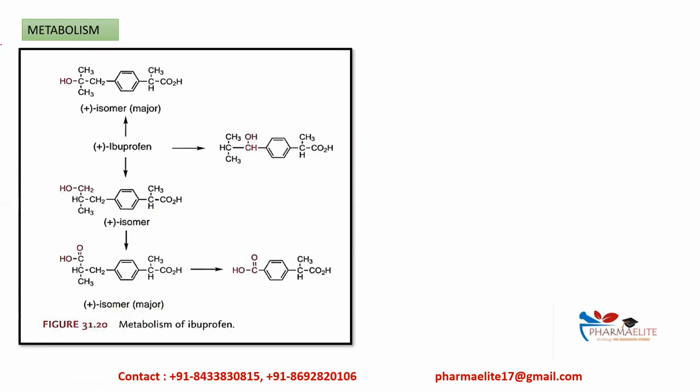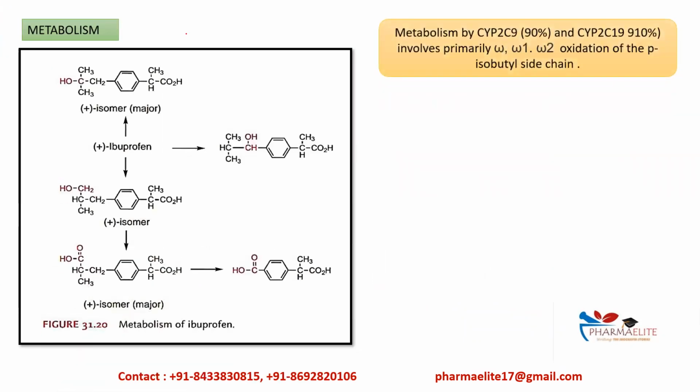Then metabolism. Metabolism is majorly by CYP2C9 and CYP2C19. Around 90% of the metabolism is done by CYP2C9, and around 10% is done by CYP2C19. It involves primarily the omega-1 and omega-2 oxidation of the para-isobutyl side chain, this particular side chain.